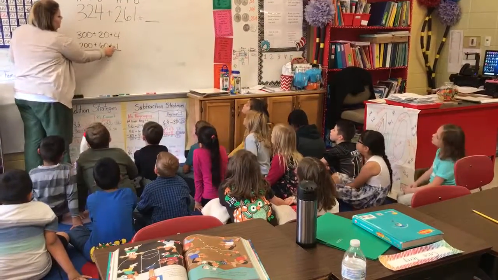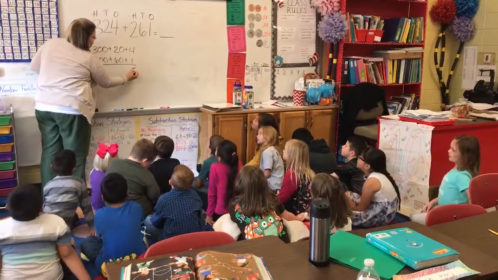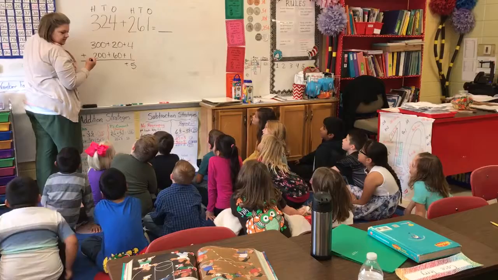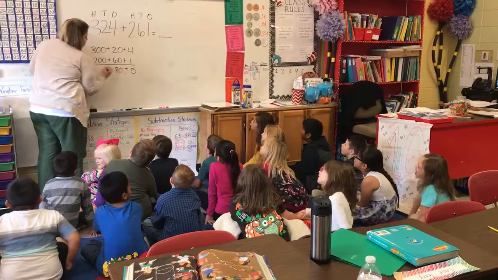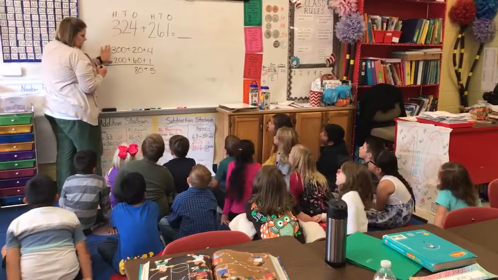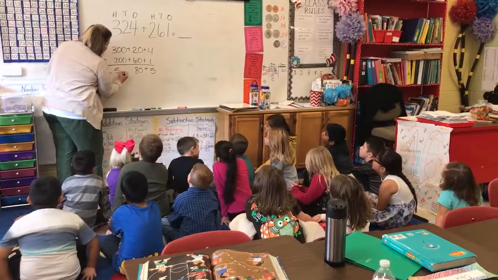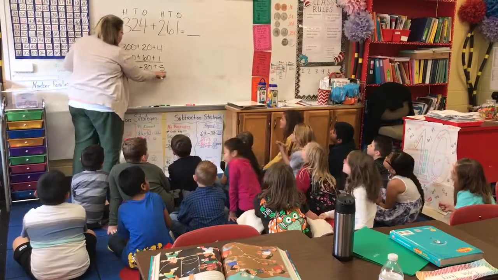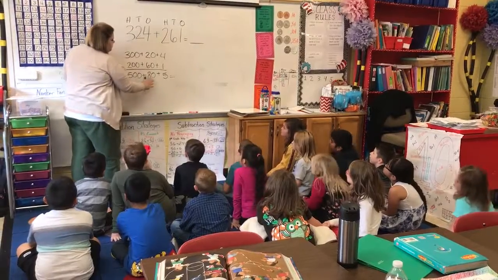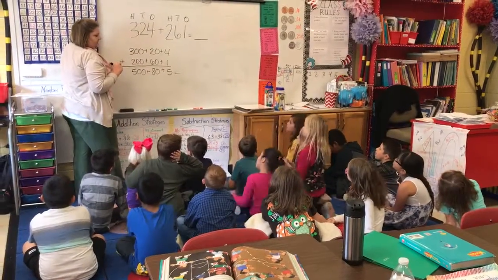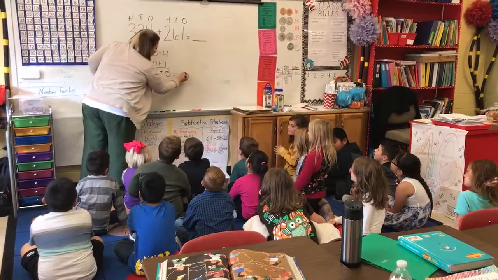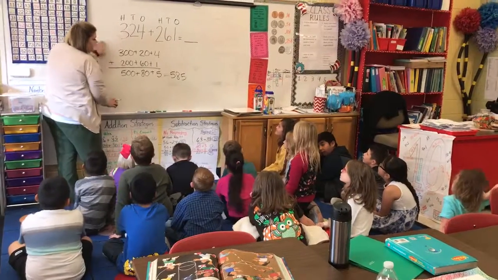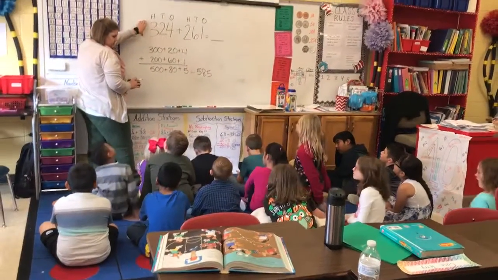All right, what's 4 plus 1? 5. What's 20 plus 60? 80. And what's 300 plus 200? 500. Okay, and then what do we do? We add all of that together. All right, so what's 500 plus 80 plus 5? 585. Once again, you're right. But now you know 3 different ways that you can find this answer, right?